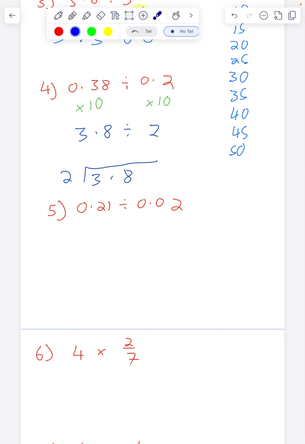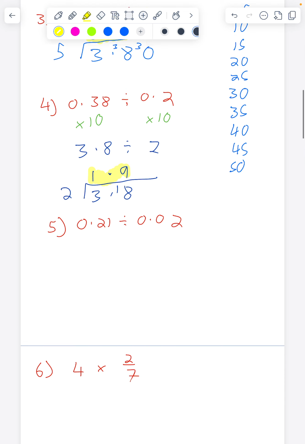3, you can get 2 in one time before it goes too big, and you can bring up the point, and because you got to 2, you've got 1 left over, and then you've got 2 into 18 goes exactly 9 times. So 1.9 is your answer. There we go. Good.